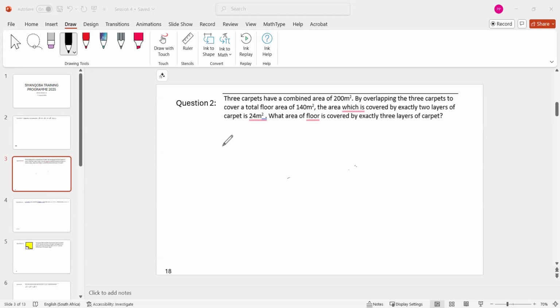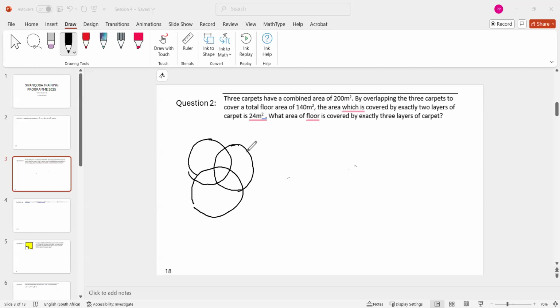But, okay, so you have 3 carpets. I want to make them overlap. Right. Now, by overlapping the 3 carpets to cover a total floor area of 140 square meters. So these 3 carpets together cover 140 square meters. All right, but they're all overlapping. The area which is covered by exactly 2 layers of carpet is 24.